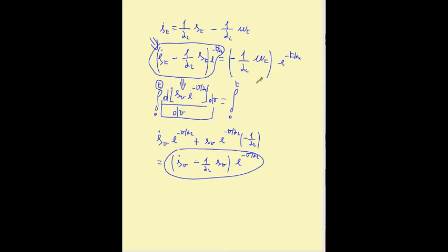The second part is the integral between 0 and t of minus 1 over alpha 2, which multiplies omega v, because now time is v, e to the power of minus v over alpha 2 in dv. This is the other integral.